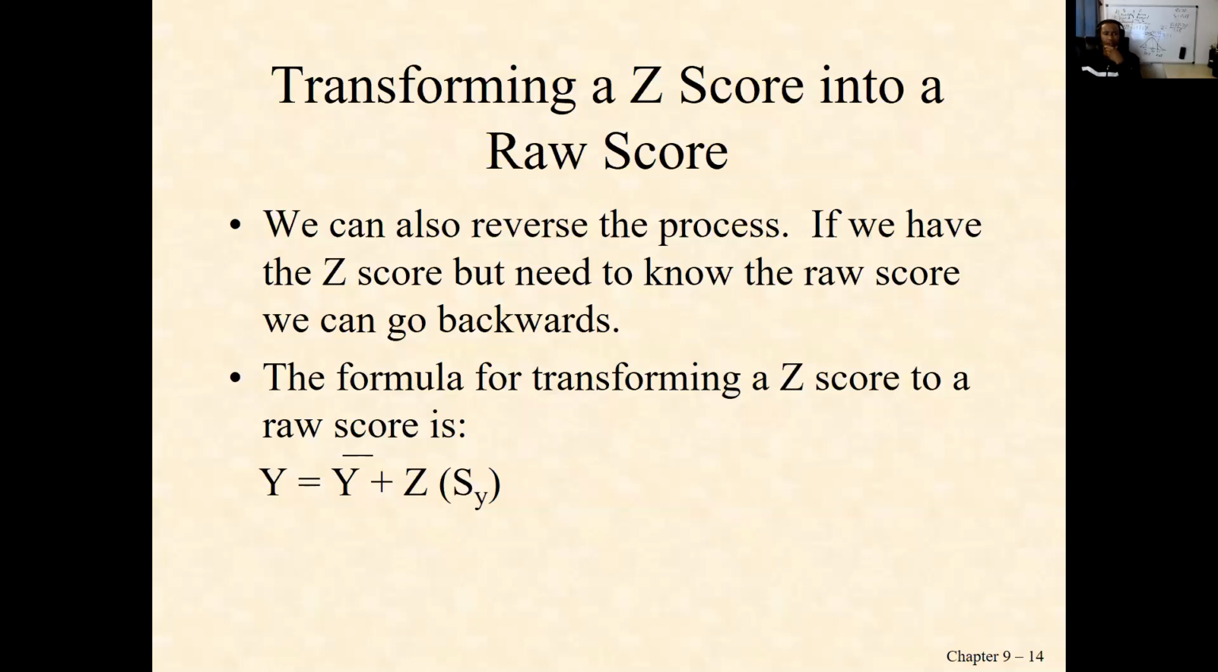All right, so that's how you go about finding the area between the mean and your z-value. Right now, we're going to talk about how to take any z-score and transform it into a raw score. Now, why would you want to do this?